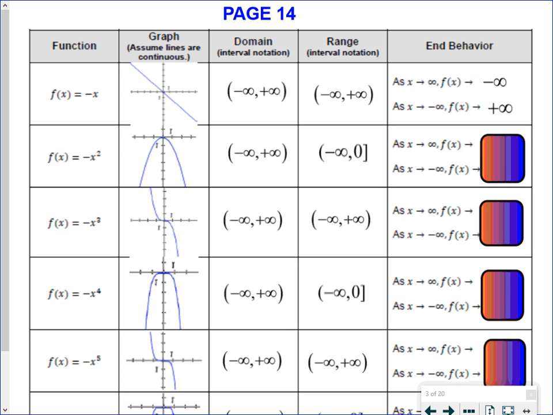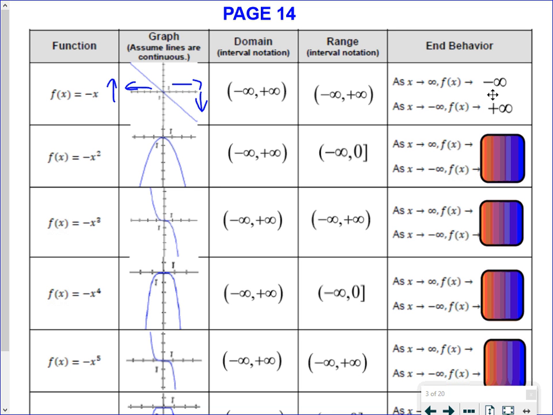We can see that as x is increasing to positive infinity, the y's are actually decreasing downwards to negative infinity. And vice versa, as x is decreasing to negative infinity, the y's are increasing. So as x goes to positive infinity, f of x is going to negative infinity. As x is going to negative infinity, f of x is going to positive infinity.